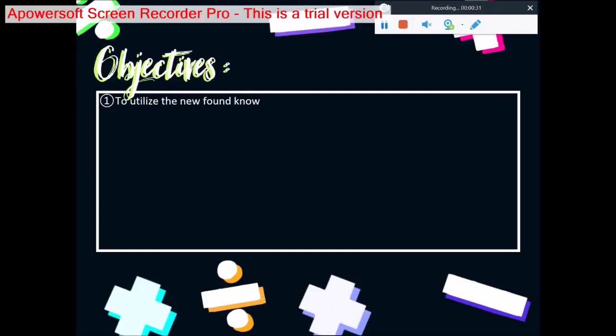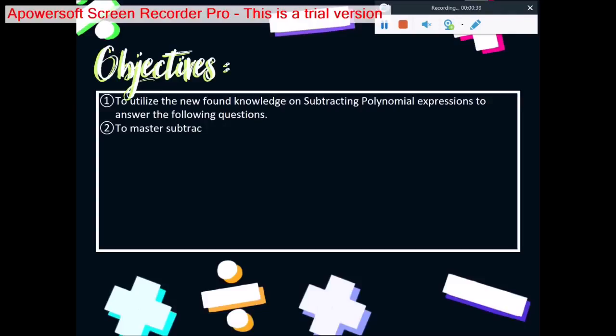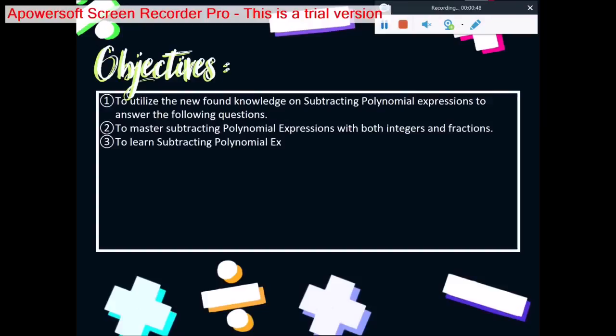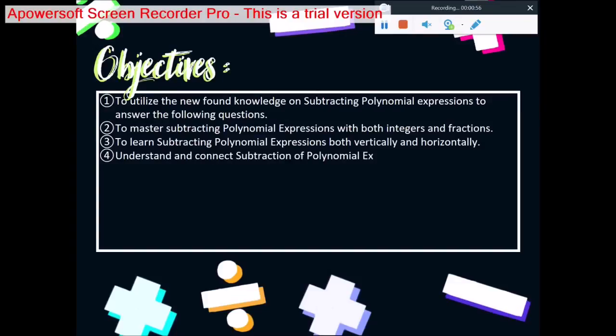So the first objective is to utilize the newfound knowledge on subtracting polynomial expressions to answer the following questions. Second is to master subtracting polynomial expressions with both integers and fractions. Third is to learn subtracting polynomial expressions both vertically and horizontally. Fourth is to understand and connect subtraction of polynomial expressions to its relevance in the real world.